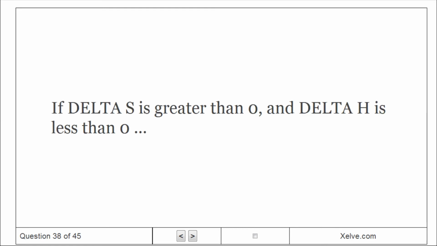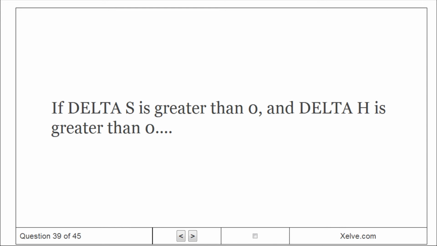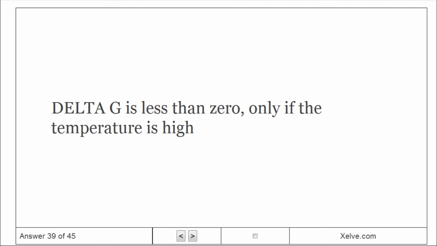If delta S is greater than zero and delta H is less than zero, delta G is less than zero and the process is spontaneous at all temperatures. If delta S is greater than zero and delta H is greater than zero, delta G is less than zero only if the temperature is high.